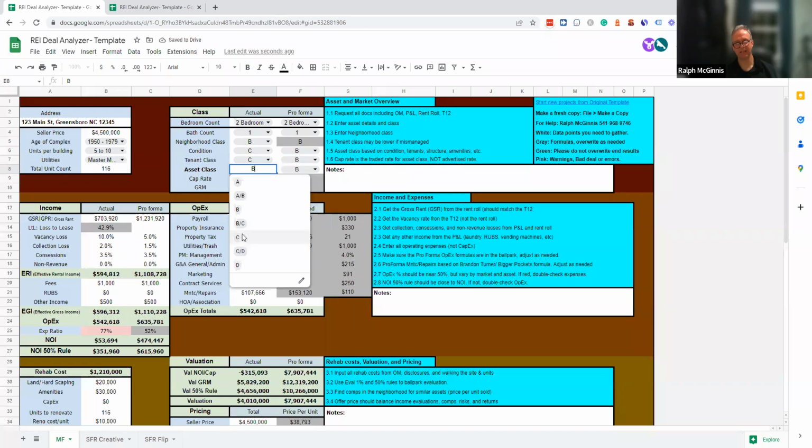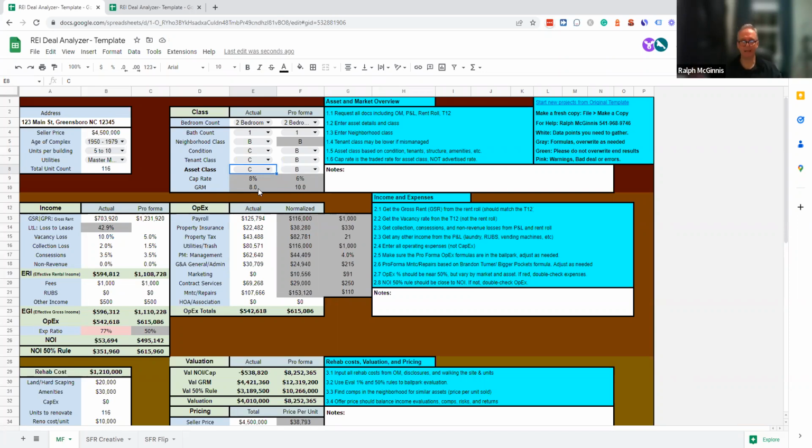A class C, it changes to 8. Now that's just like a national average. That doesn't mean it's going to be that case in your market. So if you're in Memphis and you're in Dallas, it's way different. Every market is different. You got to know your market. And you can talk to realtors. They can tell you what the cap rate is for your area.